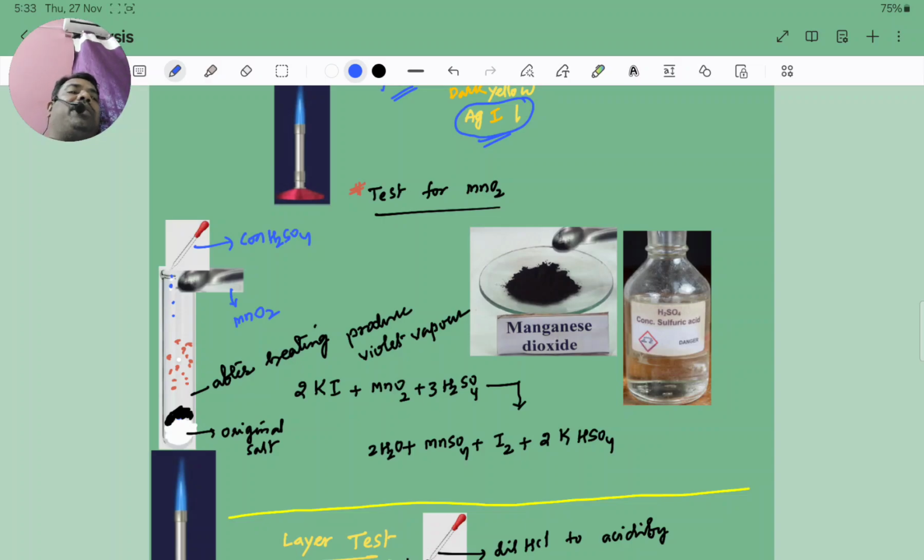So in this test for MnO2, student, take the original salt, add manganese dioxide, and add concentrated H2SO4 dropwise. After heating the mixture using the Bunsen flame, it will produce a violet vapor, which indicates iodine is liberated. So this is the reaction, student. Potassium iodide reacts with MnO2 in the presence of acidic medium, which will produce Mn2+ and I2. Iodide is oxidized, and manganese is reduced, right.